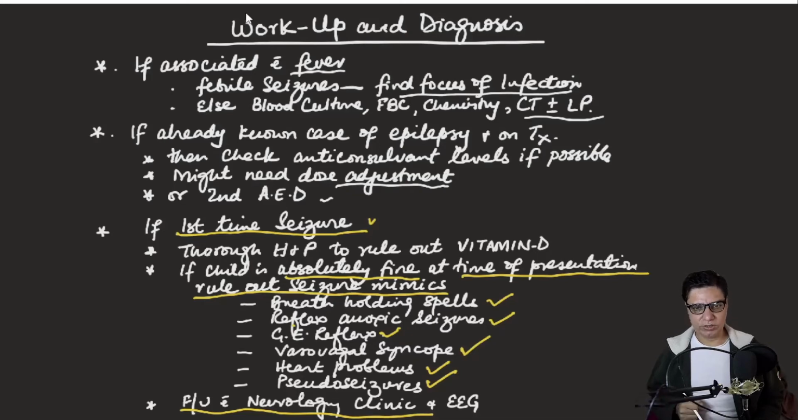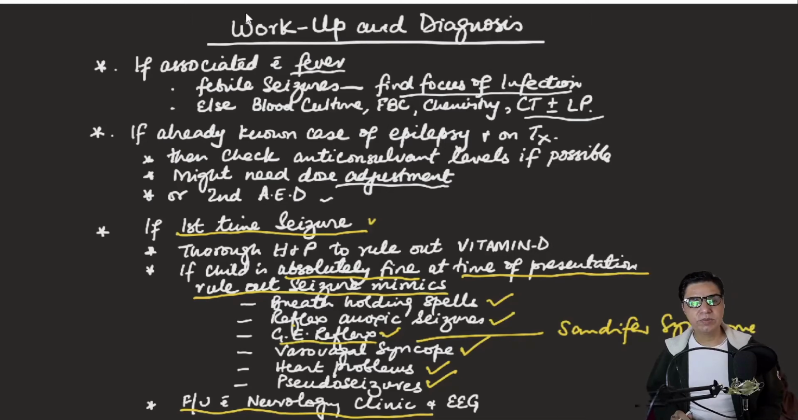Another thing that can mimic seizures is gastroesophageal reflux. So small babies who have reflux, sometimes they might arch their backs and turn their neck to one side, which actually mimics a tonic seizure, but it is actually caused by the pain due to gastroesophageal reflux. We call it Sandifer syndrome. So Sandifer syndrome can mimic seizure.